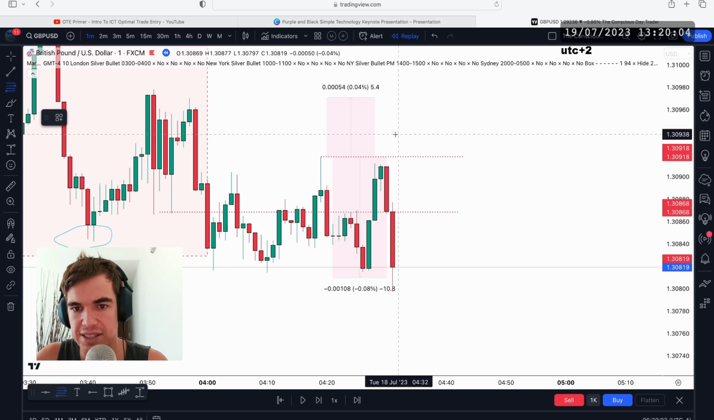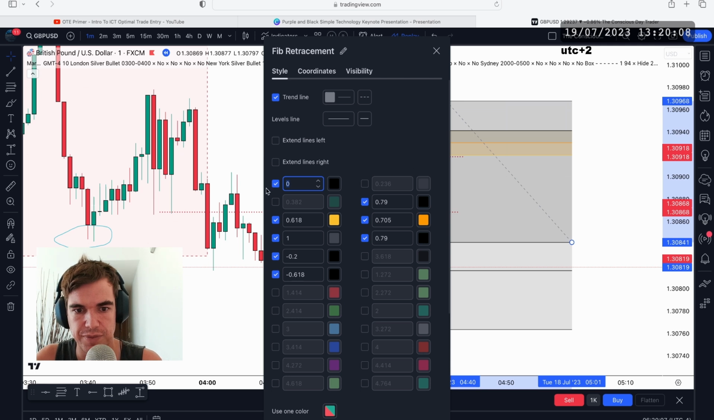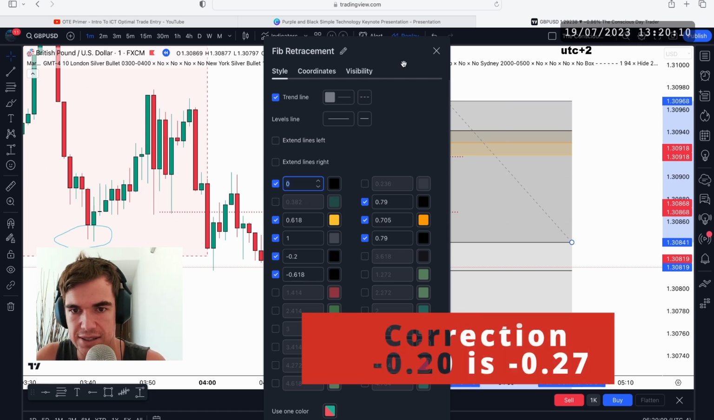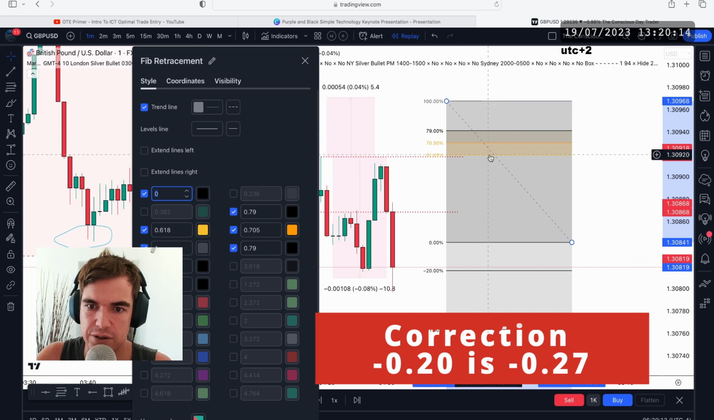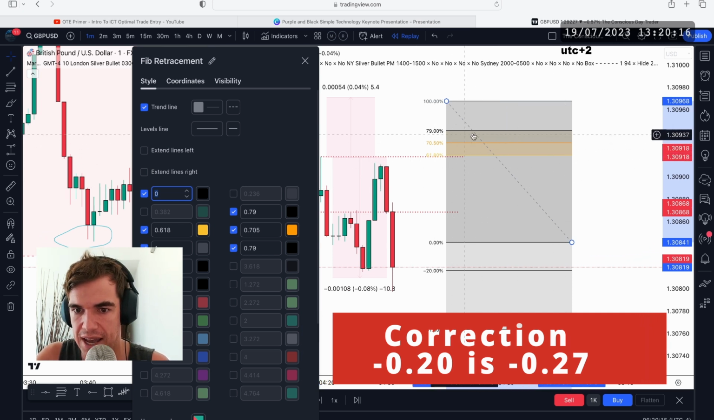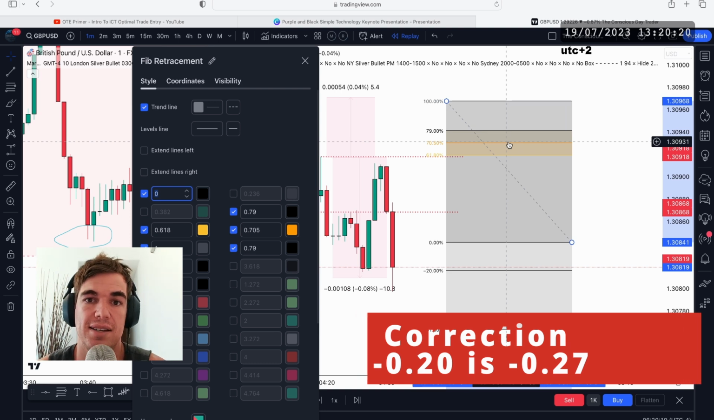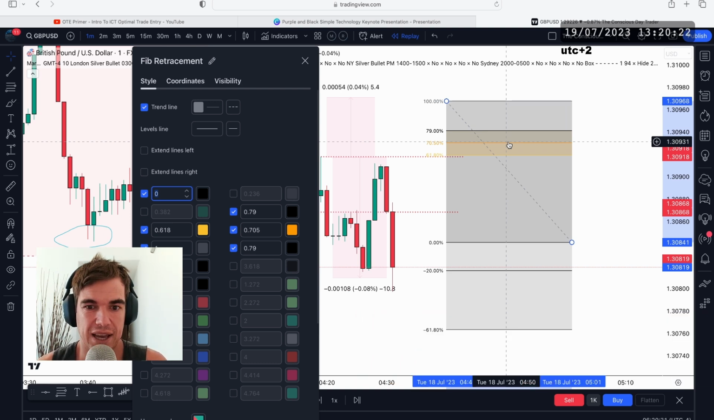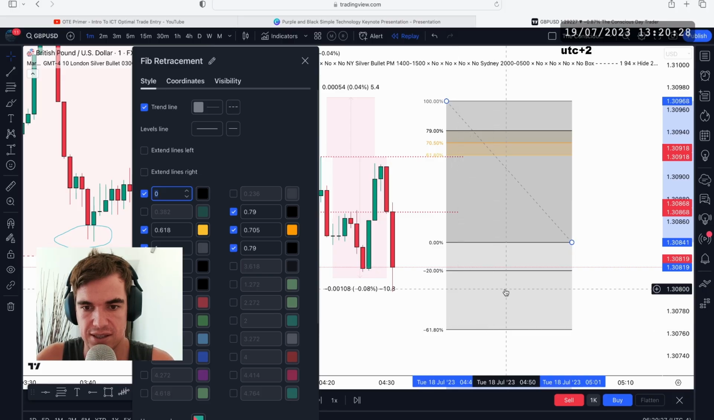Now let's look at the settings. How I've done this, if you double click on the Fibonacci, I've created these colors just to give you a nice little area there that you can use for the OTE. You can change these colors to whatever you want. And that is pretty much how you can trade the OTE. And you've got the extensions here.